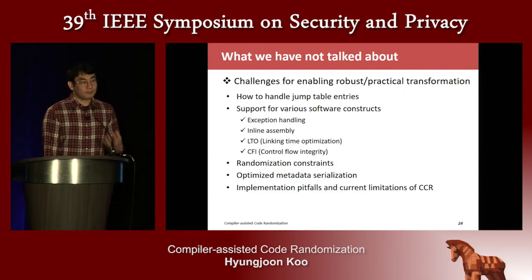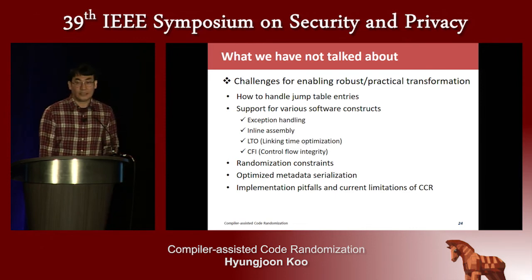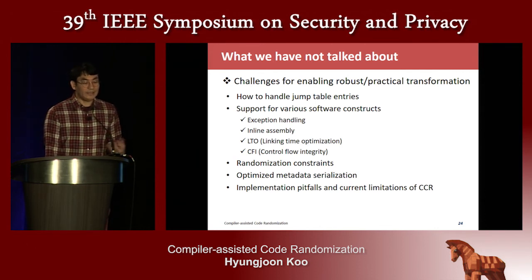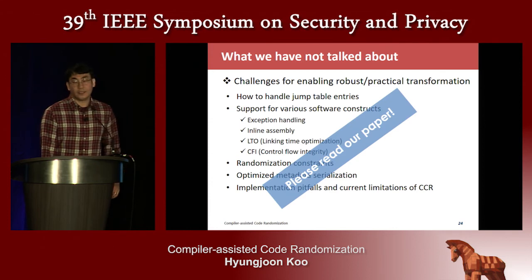There are a lot of topics that we have not covered. We have a lot of challenges for enabling robust and practical transformation. We have not talked about how to support various software constructions, including exception handling, inline assembly, link time optimization, and even control flow integrity. We have several randomization constraints, and we also had some implementation pitfalls and some current limitations. But I think most of the limitations can be resolved with extra engineering effort. If you're interested, please read our paper.